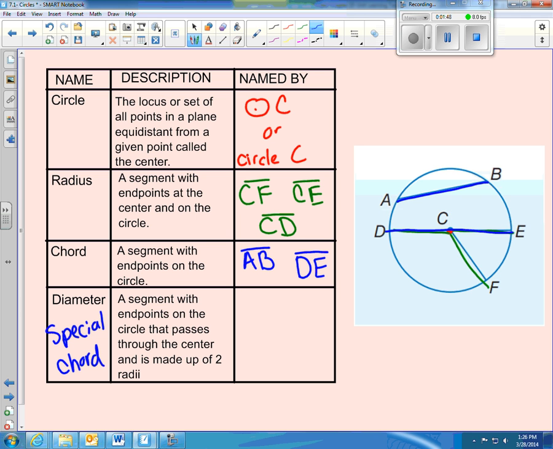All right, the diameter is a segment with endpoints on the circle, just like a chord, that passes through the center. And it's made up of two radii. So DE is our diameter. And when it talks about being made up of two radii, that's plural for radius, we have CD and we have CE. So those are two radii.